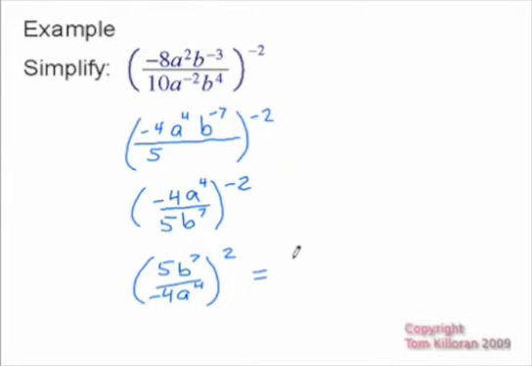And the last step is pretty much just square everything that's on the inside. So we're going to get 5 squared, which is 25. We're going to get b to the 7th squared, and since it's a power to a power, we're going to multiply, so that becomes b to the 14th. All over negative 4, the whole thing. Negative 4 is getting squared, so that'll be a positive 16. And then a to the 4th squared, again, power to a power, we multiply, we're going to get a to the 8th. And that's as far as we can get with it. It's simplified.